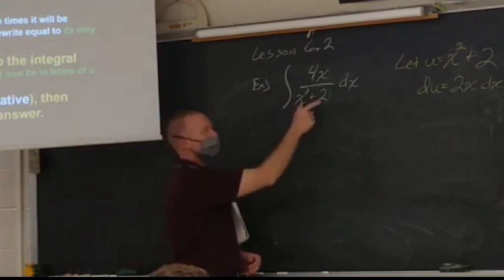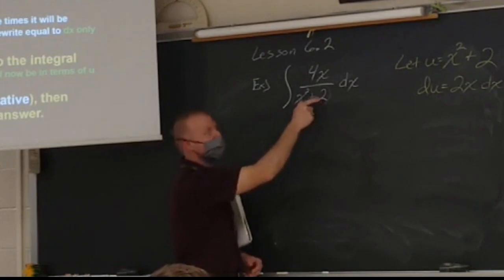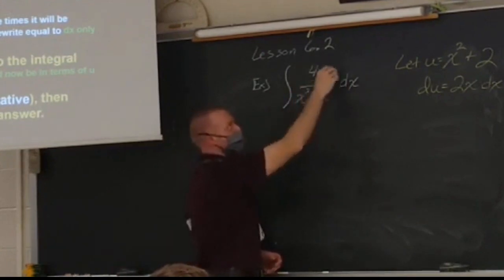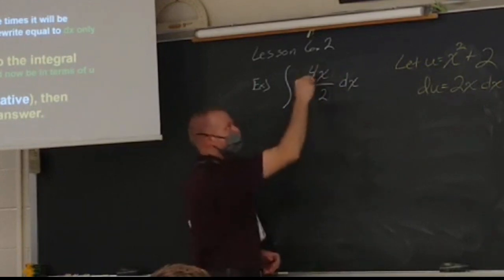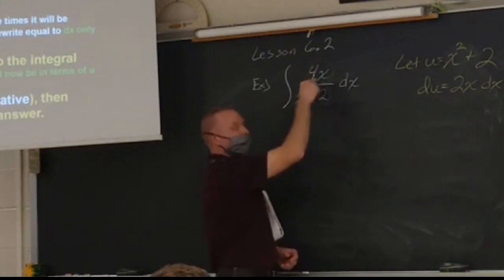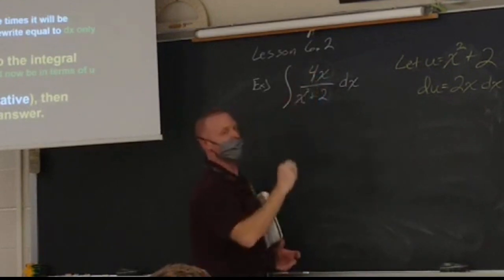If I let x squared plus 2 be u, that means this is the rest of the problem. Okay, that means the numerator is the rest of the problem. Down the road, I want this to cancel. And what I really want to cancel is the x.